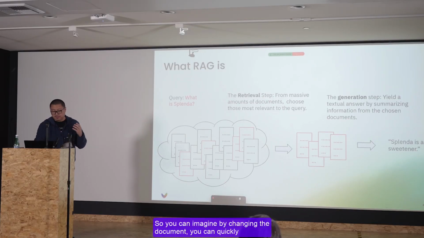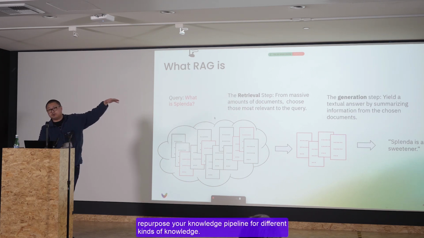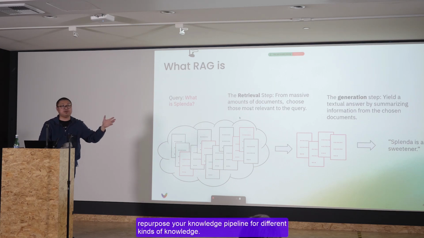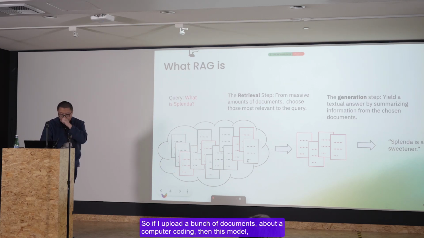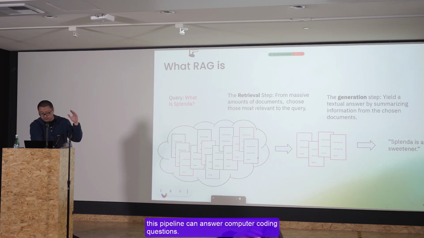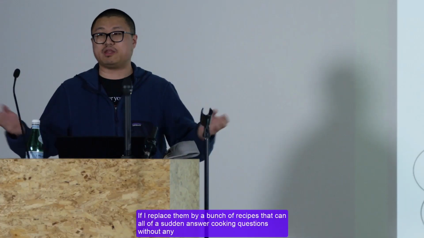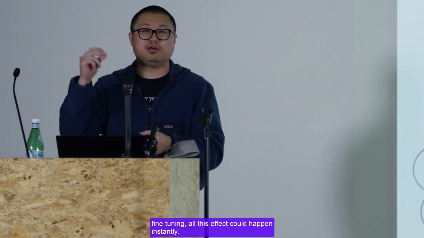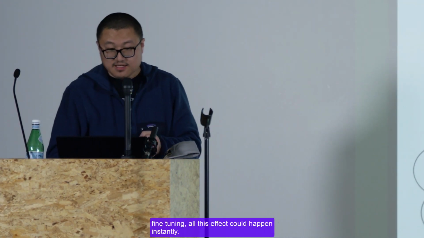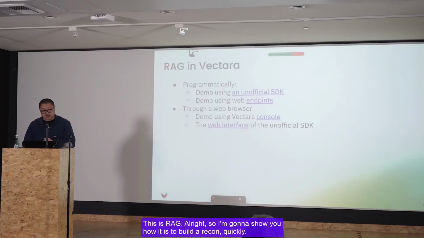By changing the documents, you can quickly repurpose your knowledge pipeline for different kinds of knowledge. If I upload a bunch of documents about computer coding, then this pipeline can answer computer coding questions. If I replace them with a bunch of recipes, it can all of a sudden answer cooking questions without any fine tuning. All this could happen instantly. This is a RAG.